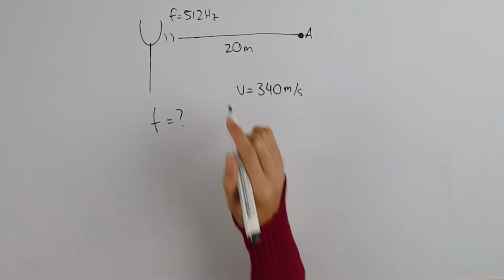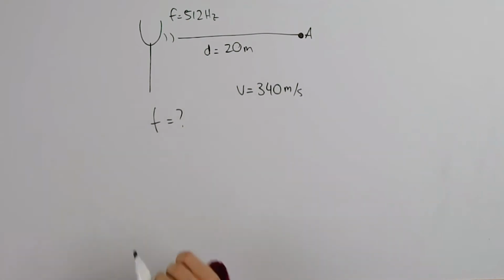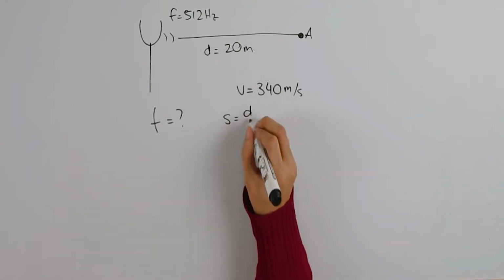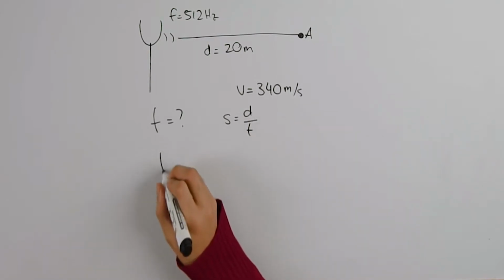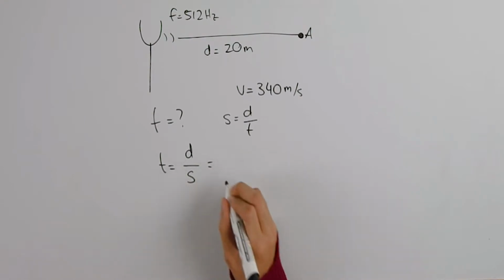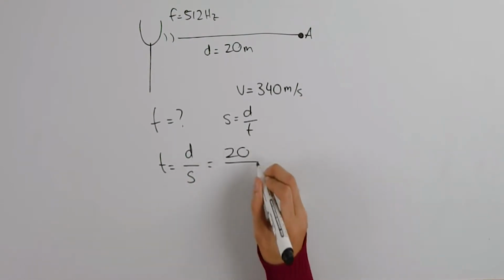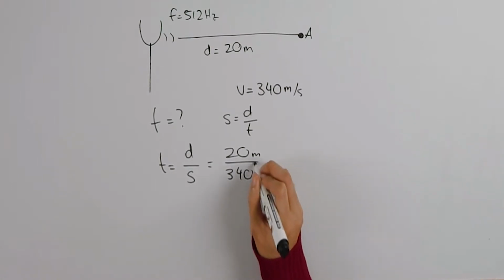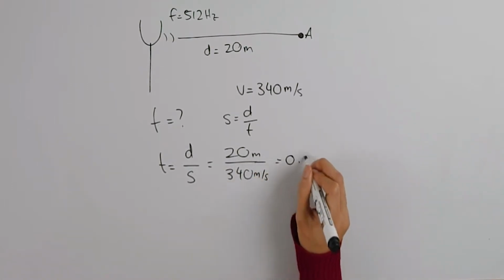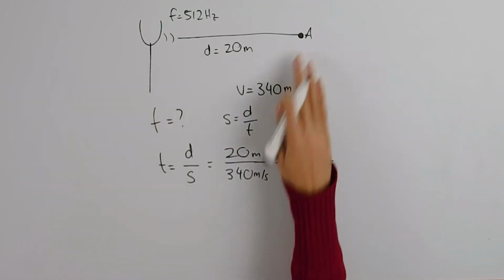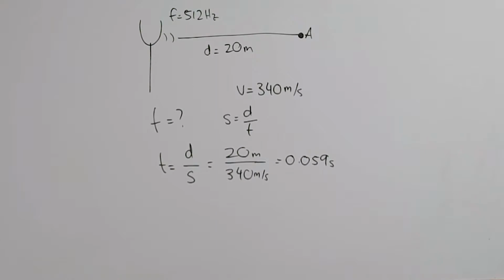We have a velocity, we have a distance, then we can easily work out the time using our speed equals distance over time formula. So that means the time is equal to the distance divided by the speed, which is equal to 20 meters divided by 340 meters per second. And that gives us approximately 0.059 seconds for the wave to reach point A. So that's part A of the question.